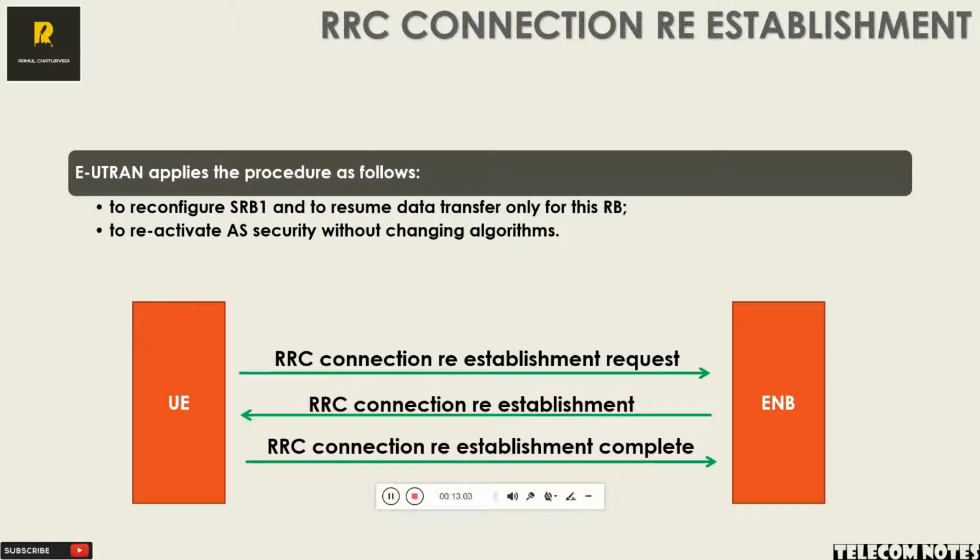RRC connection re-establishment, E-UTRA applies the procedure as follows: to reconfigure SRB, signaling radio bearer 1, and to resume the data transfer only for this RB. To reactivate AS security without changing algorithms. And at the bottom you can see that UE is sending RRC connection re-establishment request. Then E node B sends the UE the message that they are re-establishing that particular one. And after that UE sends the message to E node B, RRC connection re-establishment complete.